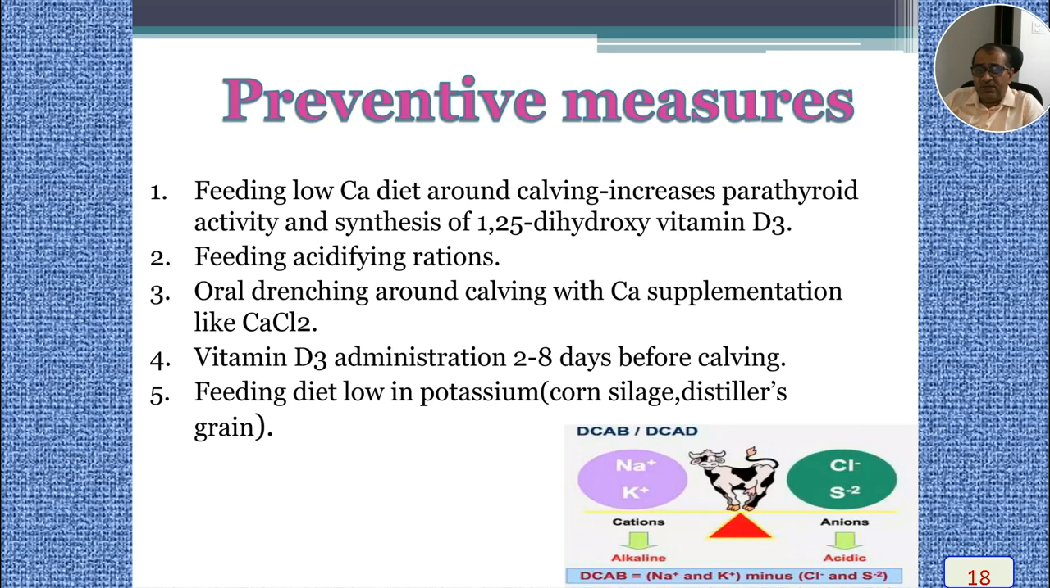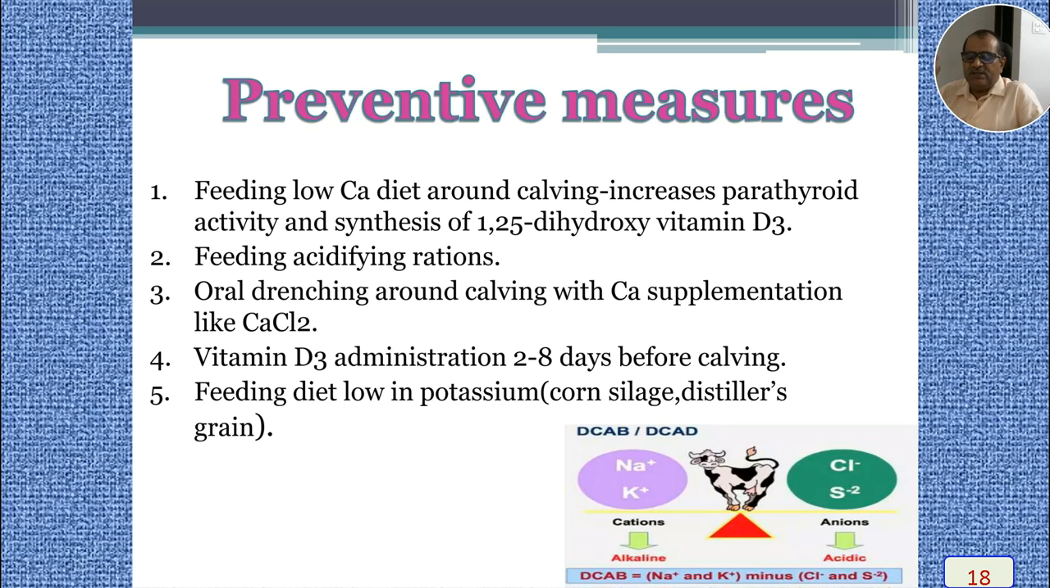But feeding a low calcium diet around calving increases parathyroid activity and synthesis of 1,25 dihydroxy cholecalciferol, or vitamin D3. So, in the last months of pregnancy, high calcium containing diets should not be administered, because the parathyroid activity will be suppressed and synthesis of vitamin D3 is reduced.